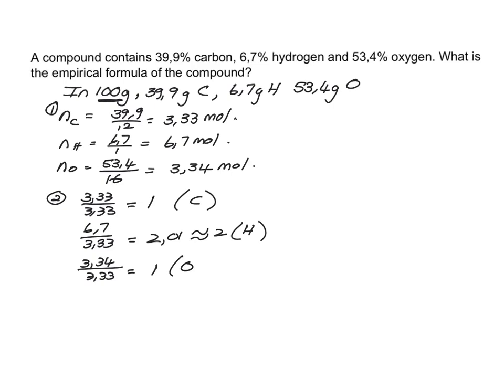So there you see that you have the ratio of 1 carbon to 2 hydrogens to 1 oxygen, and so therefore your empirical formula is CH2O.